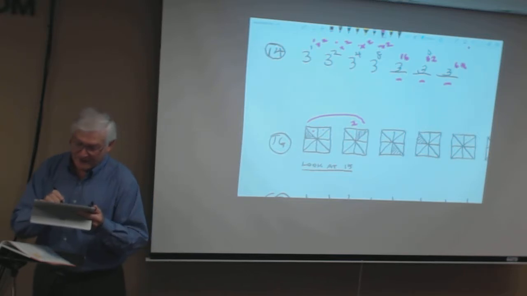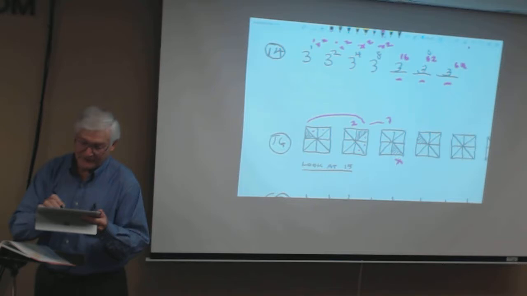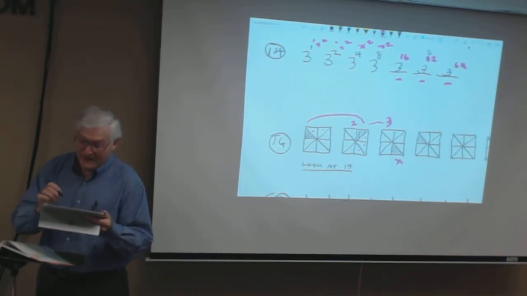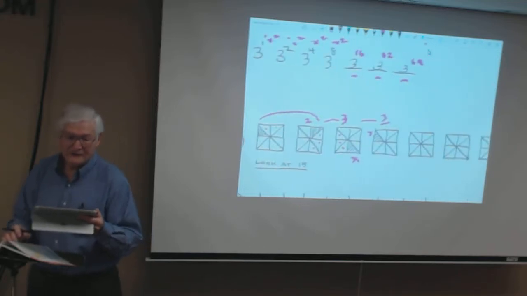Then how did I get from here clear down to here? I flipped it 1, 2, what? 3 times. To get from here to here, I flipped it 3 times. Everybody follow that? Then how did I get from here up to here? I flipped it 1, 2, 3 times again. So the question is, what do I do next?